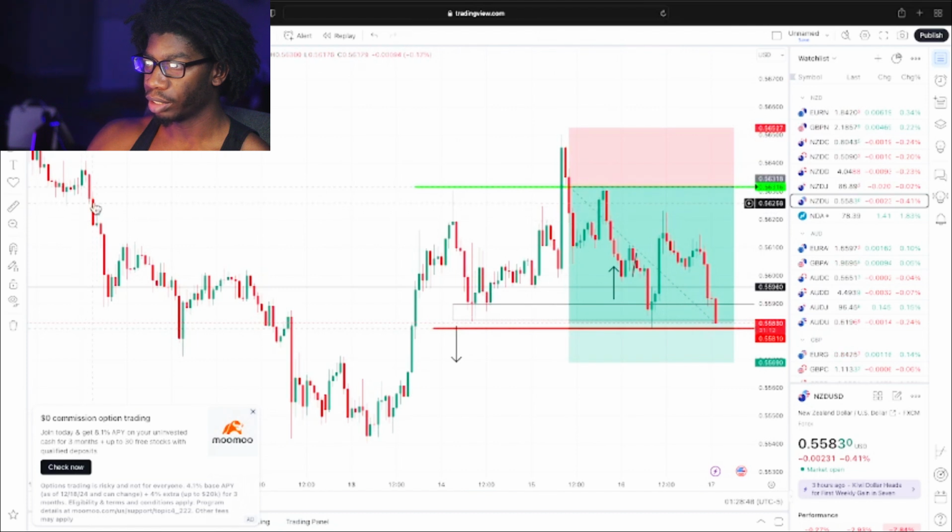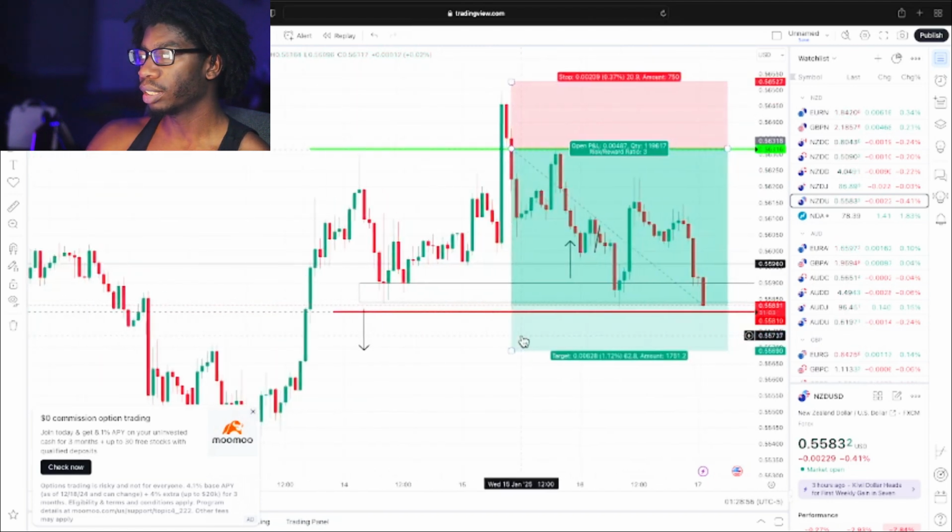Anytime you see a wick and you get a big bearish candle or a big bullish candle, if you're buying, once it breaks that wick and closes under that, then 9 times out of 10 it's going to continue in that direction. So that's honestly how I've been doing it.